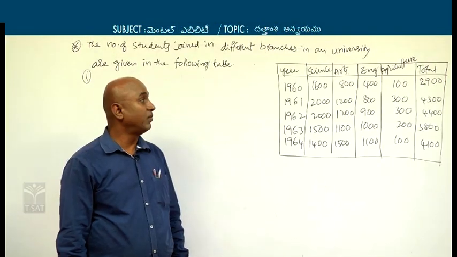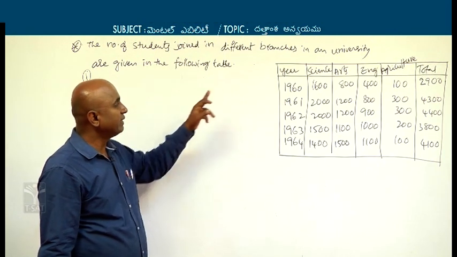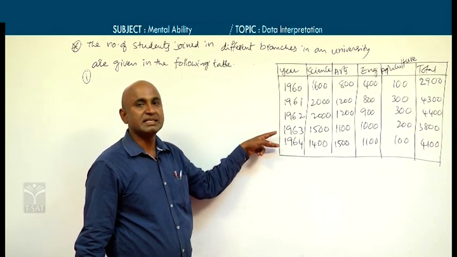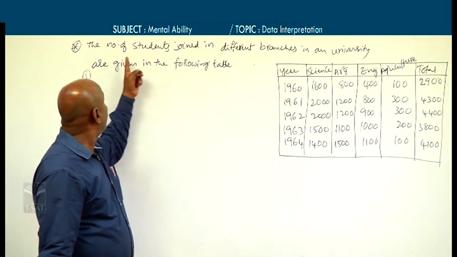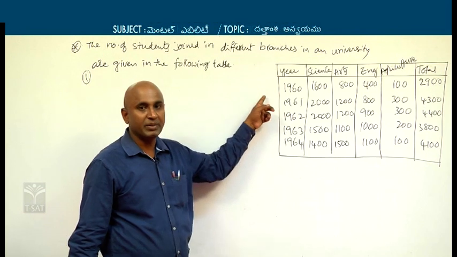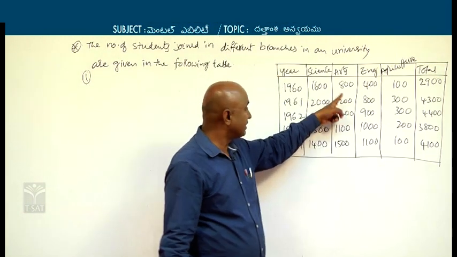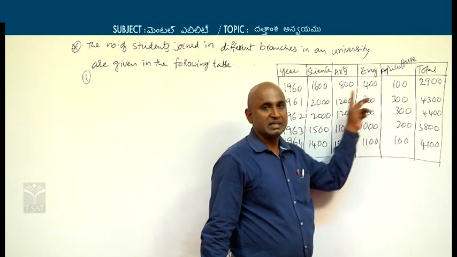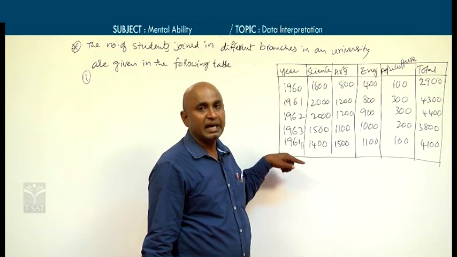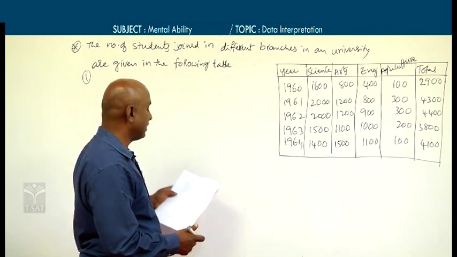We're going to see the next problem. The problem is like this. In a university, the admissions of various courses of various years is given in this table. The number of students in different branches in an university are given in the following table. Year 1960, science, arts, engineering, agriculture. These are the admissions and this is the total. Similarly, in the year 1961, 62, 63 and 64, the various years and the corresponding enrollments are also given and the total is also given.